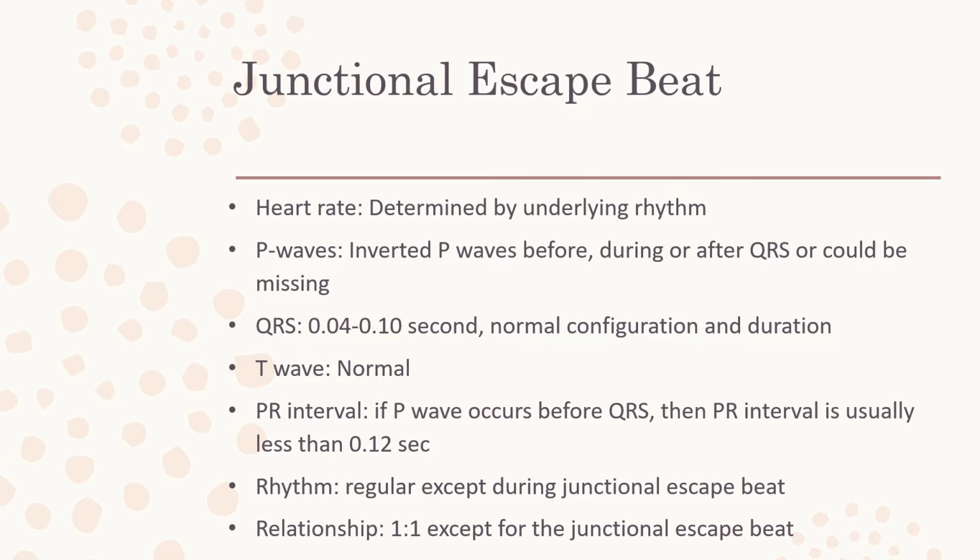The P waves are inverted before, they can be during or after the QRS, or could be totally missing. The QRS is normal, 0.04 to 0.10 seconds, normal configuration and duration. The T wave is normal. If the P wave occurs before the QRS, the PR interval is less than 0.12 seconds. The rhythm is regular except for the junctional escape beat, and the relationship of P waves to QRSs is 1-to-1 except for the junctional escape beat.